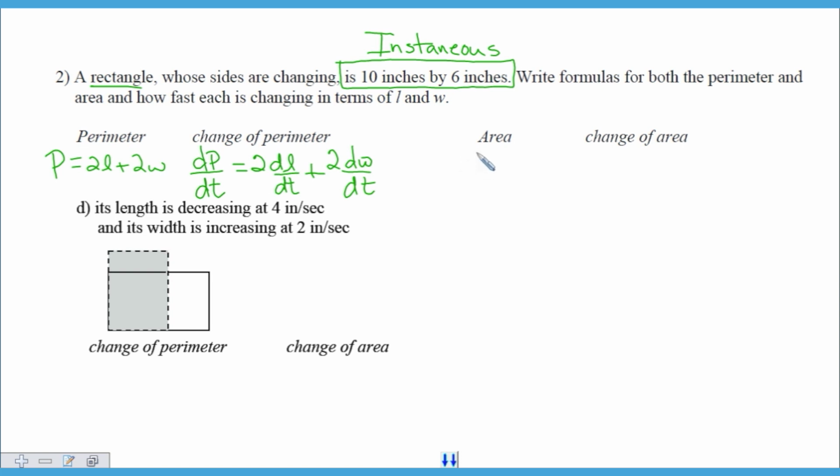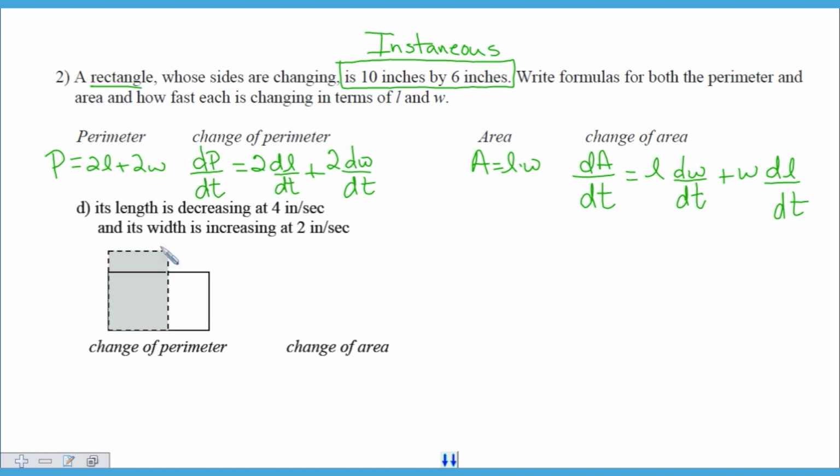For the area of a rectangle, it's length times width. Notice that length times width is a multiplication, which requires the product rule. So when we're asked for the change in area, which is called dA/dt, we must do first times the derivative of the second with respect to time, plus second times the derivative of the first with respect to time. Okay? So that's kind of weird. When you have two variables like that, you have to do the product rule. So it's very similar to when you did implicit, you had an x and a y, and you had to do the product rule.